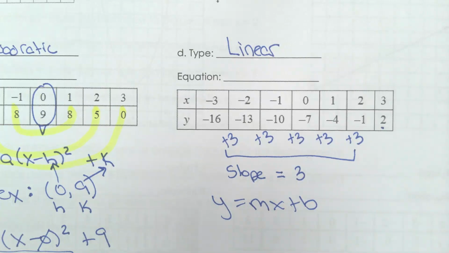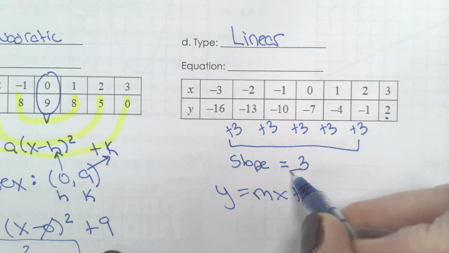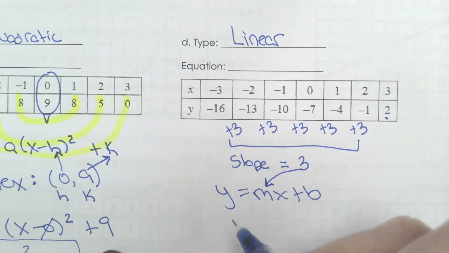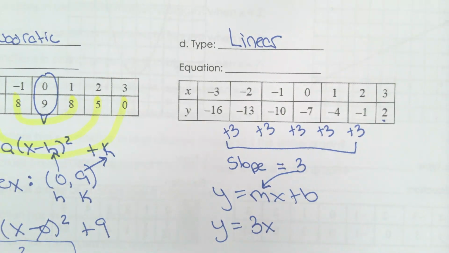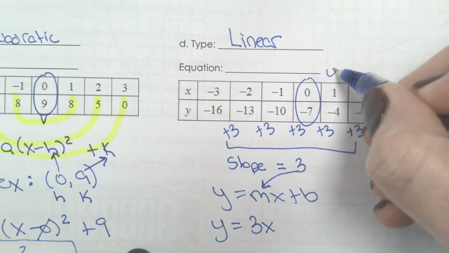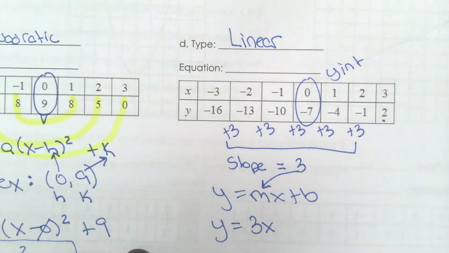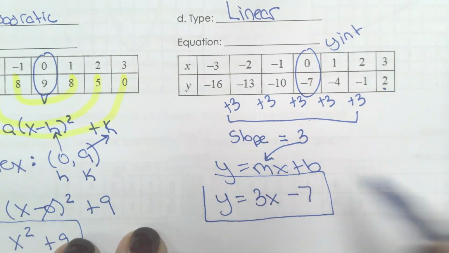Okay, so in general, in slope-intercept form, I'm going to use y equals mx plus b. So I know what my m is. So I have y equals 3x, and then I need my b, my y-intercept. It's up there within the table. Do you see the y-intercept? Where is it at? Here it is. Absolutely. Good job. It is right there. That is the y-intercept at 0, -7. And so I'm going to finish that out at y equals 3x minus 7.